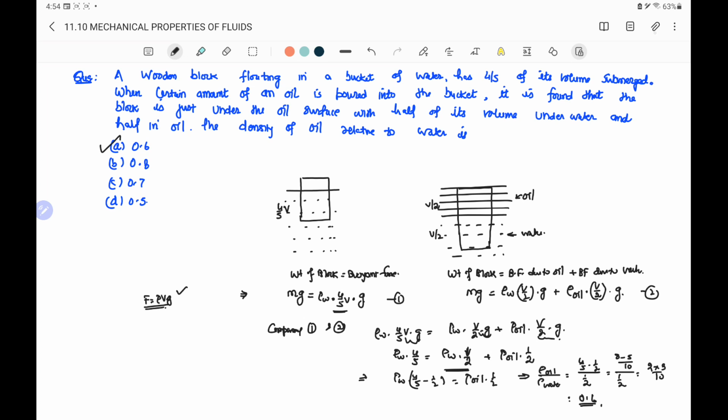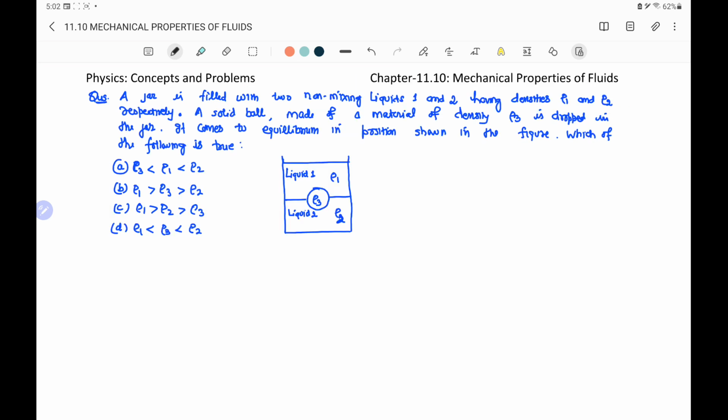Next question is, a jar is filled with two non-mixing liquids 1 and 2 having the densities rho 1 and rho 2 respectively. A solid ball made of material of density rho 3 is dropped in the jar. It comes to equilibrium in the position as shown in the figure. Which of the following is true?